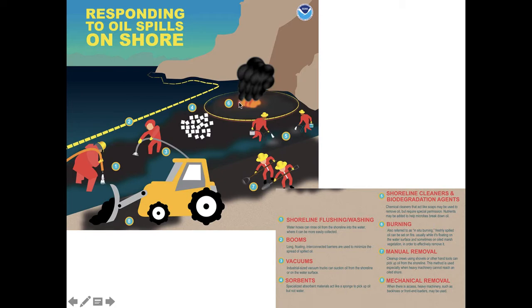Sometimes you can manually remove things, which you can see here. Here they've got shovels and rakes and things, and they're trying to get the oil-covered sand, and they're going to move it somewhere else that's not a sensitive ecosystem. And then there's mechanical removal, where again, they're basically scooping up contaminated sediments so they can be taken somewhere else.